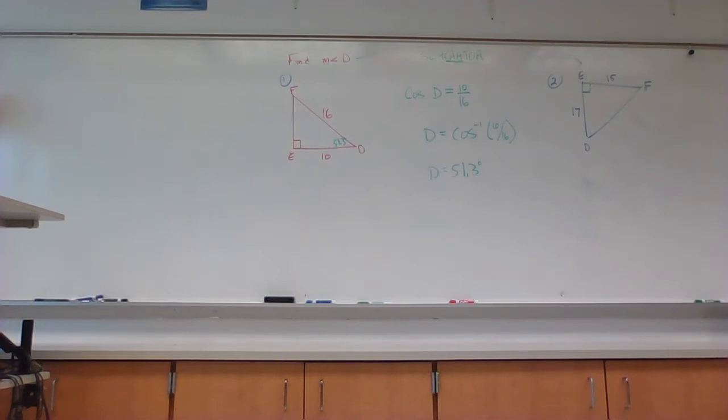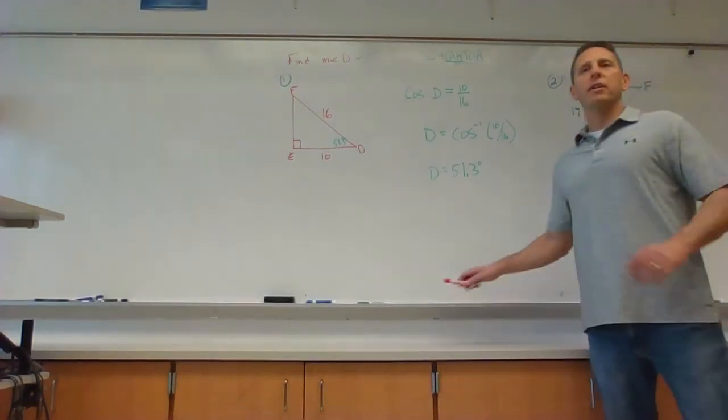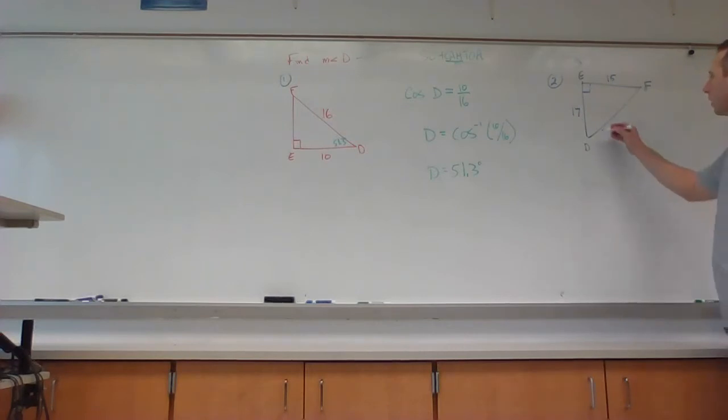What did you guys get? 41.4. Did you use tangent? Yeah. Did you hit second tangent? Oh, I think I did. That says cosine. You got it? Okay. Now, why did you guys use tangent? Bilgan, why did you use tangent? Because of the opposite.